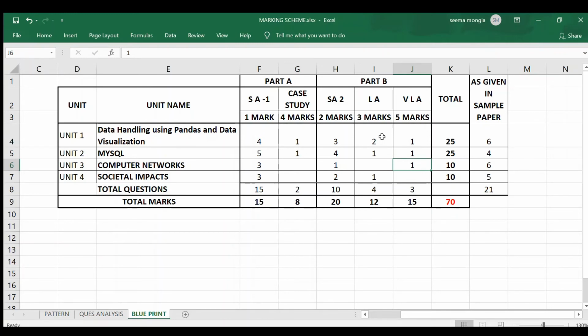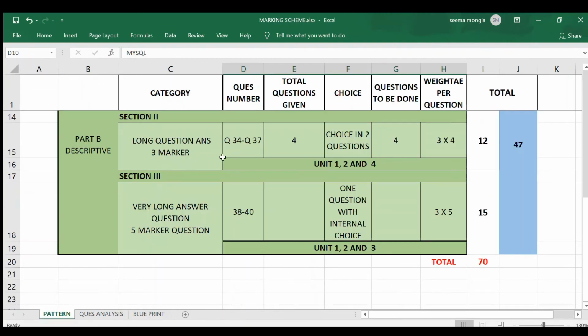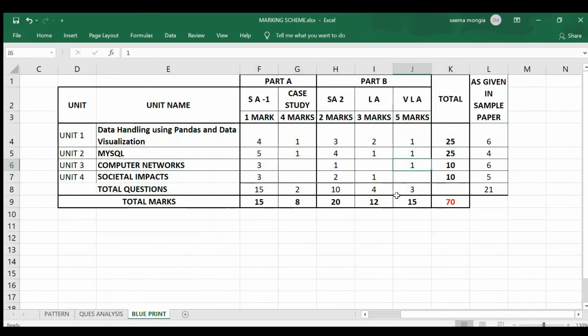Now coming on to the 3 marker questions. As we discussed in the pattern, there are only 4 questions for 3 markers, and out of these, unit 3 is being skipped. Now unit 1, unit 2 and unit 4, these 3 topics are being taken. So when I talk about these 4 questions, one question is coming from societal impacts. Another one is from MySQL. This is again a 3 marker question, and there are 2 questions from pandas and data visualization.